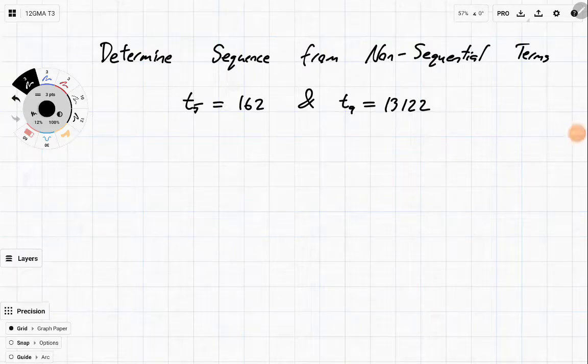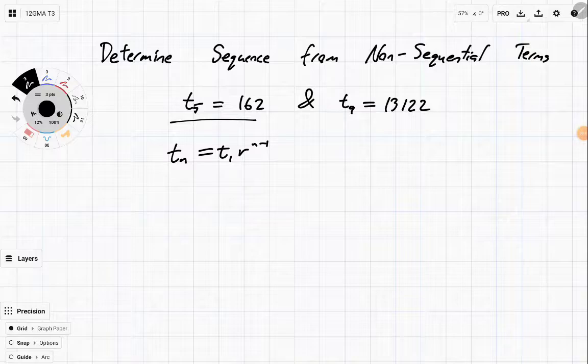Alrighty, so today we're going to be looking at determining the sequence from non-sequential terms. So we've been given T5 and T9, and we want to know what, say, the first couple of terms of the sequence are. Let's say we're looking for the first 4 terms. Problem: I don't know what T1 is, I don't know what r is, but I do know what these 2 terms are. Similar to when we were doing this in arithmetic sequences, we can substitute the information we do know and use simultaneous equations.